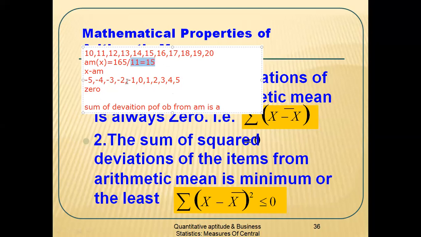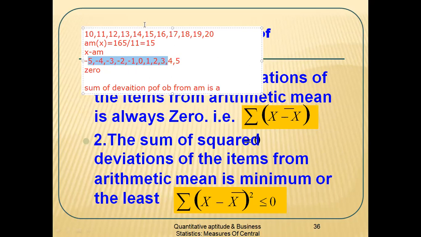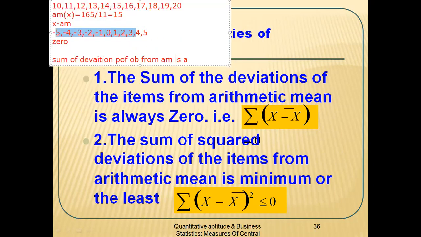Then we know deviation means subtracting the arithmetic mean from the observations. Let me subtract each observation. That is step 2 that I have done. By subtracting that, I got the observations as minus 5, minus 4, minus 3 to plus 5. Then the last step is the sum. When I add up all that, it was equal to 0. So you can see this derivation, that the sum of deviations of the items from the arithmetic mean is always 0.